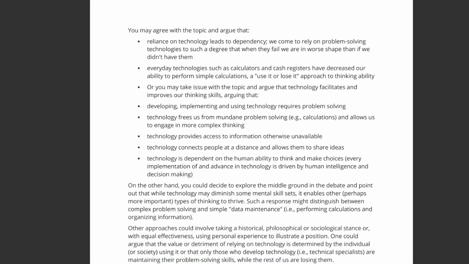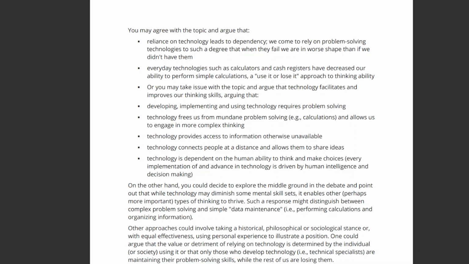Or you may take issue with the topic and argue that technology facilitates and improves our thinking skills, arguing that developing, implementing and using technology requires problem-solving. Technology frees us from mundane problem-solving, for example, calculations, and allows us to engage in more complex thinking. Technology provides access to information otherwise unavailable. Technology connects people at a distance and allows them to share ideas. Technology is dependent on the human ability to think and make choices. Every implementation of and advance in technology is driven by human intelligence and decision-making.